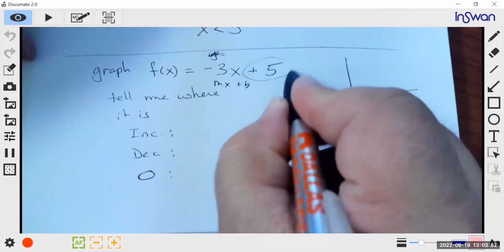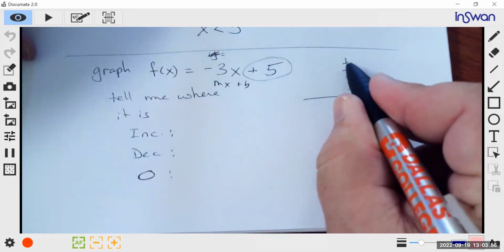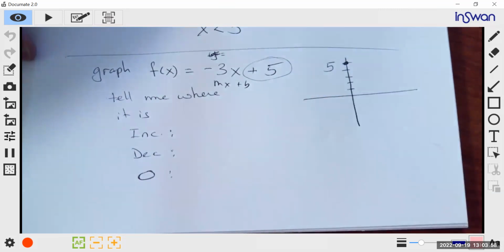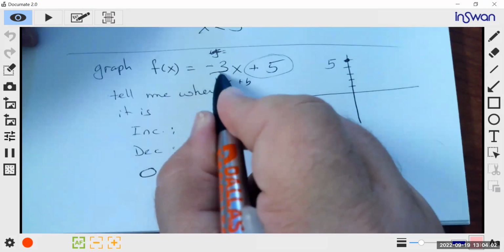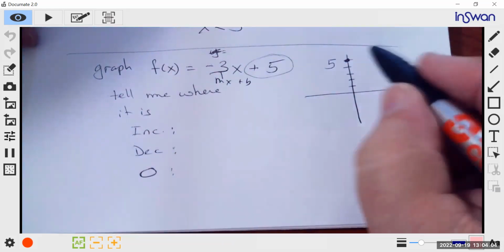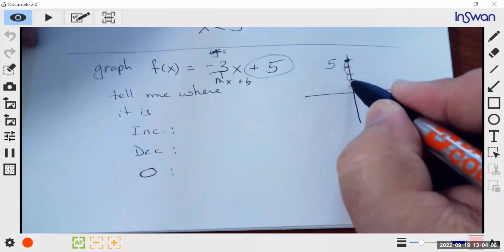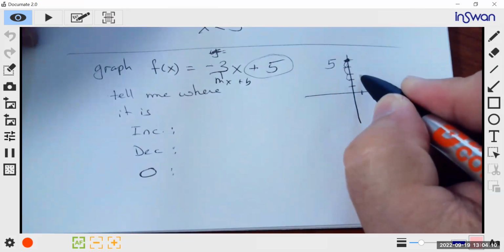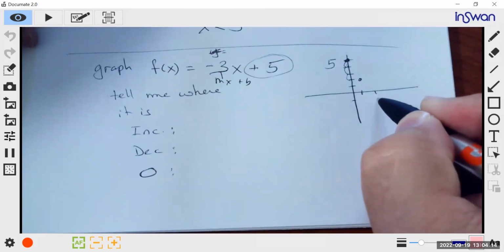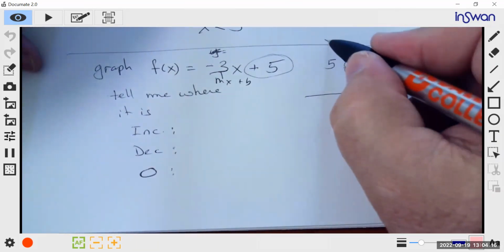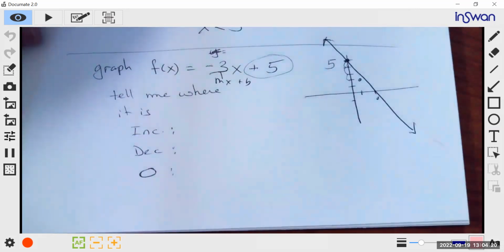So how do we graph that? We graph the intercept first. And from the intercept, we follow the slope. It's a fraction, so it's negative. So I go down 3, -3, so 1, 2, 3, and over 1. Down 3, over 1. And there's my graph.